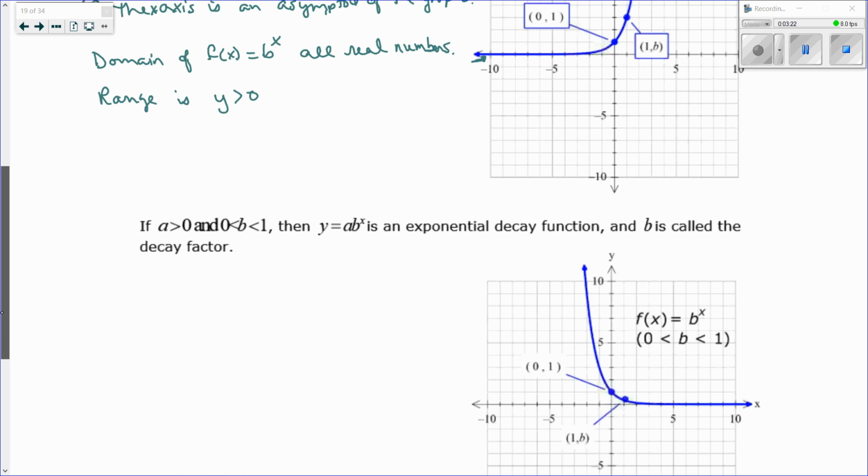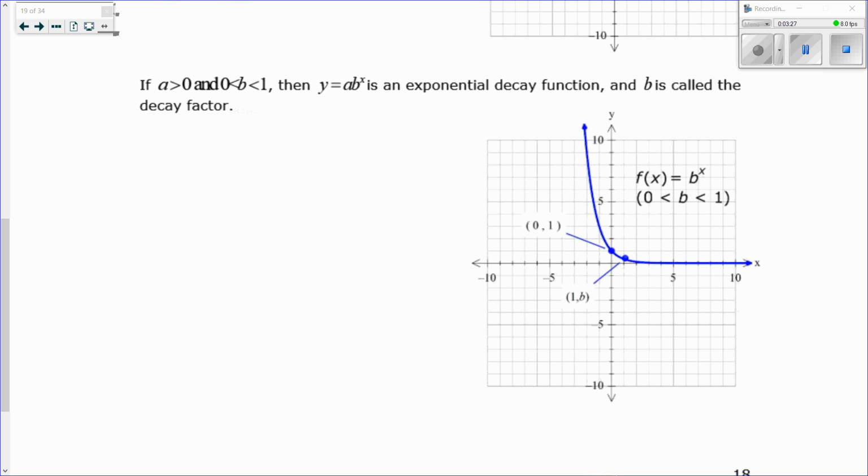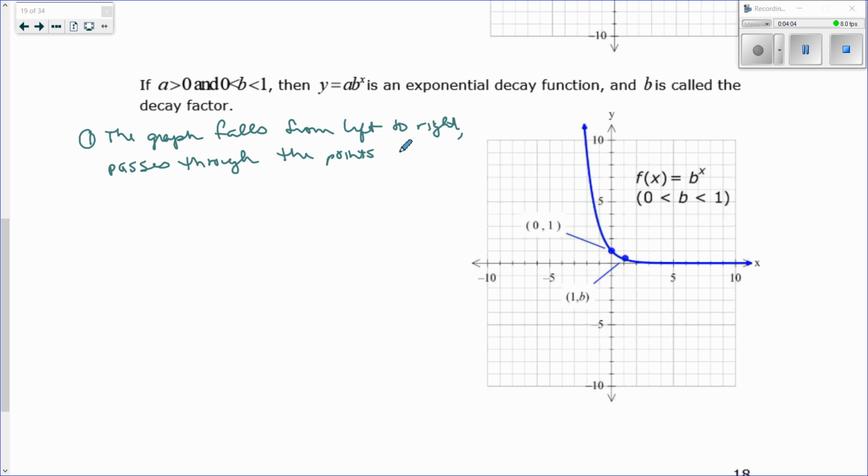All right, moving on. If a is greater than 0 and b is between 0 and 1, then the graph y equals a b to the x is an exponential decay function, and b is called the decay factor, so not the growth factor. So 1, the graph falls from left to right and passes through the points 0, 1 and 1, b. The only thing that's different from up above is the fact that this one falls where the other one rises. So decay is falling and growth is rising. Or decay is decreasing and growth is increasing.